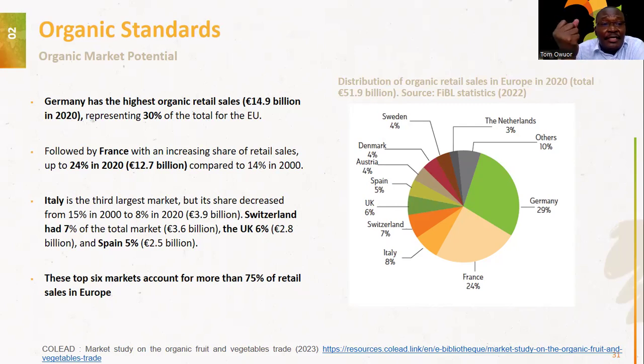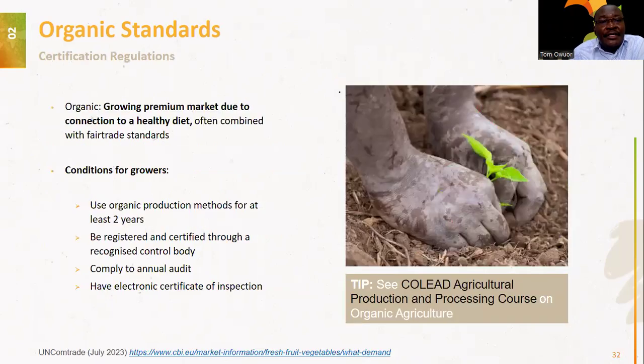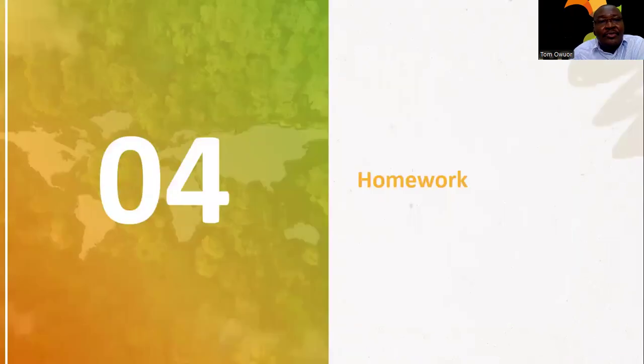That is actually quite significant. France did 12.7 billion euros. That is equally very, very significant. Italy, Switzerland, and many other countries, including Spain, are equally going organic. So this is something that we need to consider and take a lot more seriously.